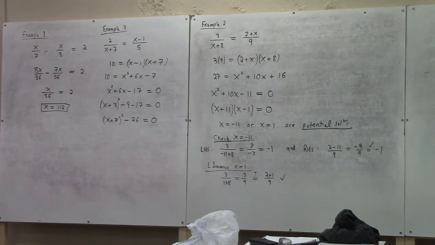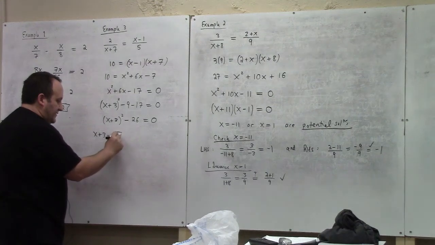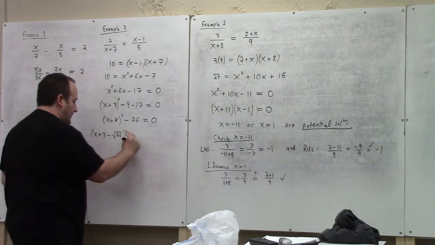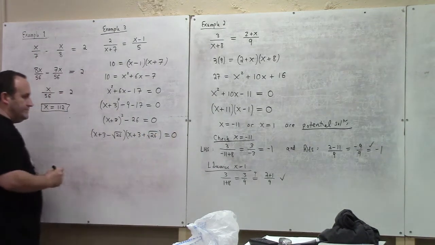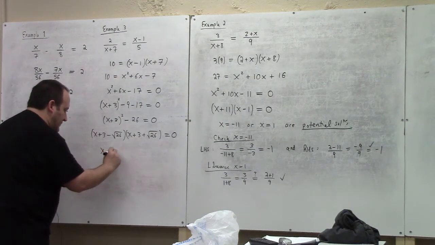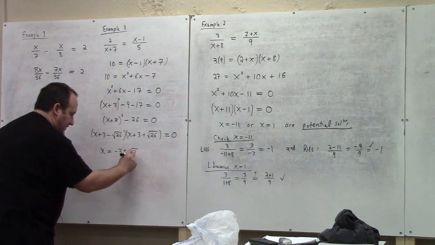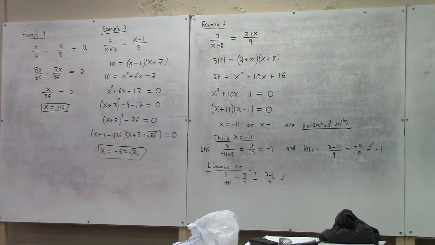Now, at this point, you can either factor and read the zeros off the factorization, right? Let's do it that way. So this is x plus 3 minus the square root of 26, x plus 3 plus the square root of 26. So the solutions are x equals minus 3 plus or minus the square root of 26. So that's one way to look at how to solve the problem, right?